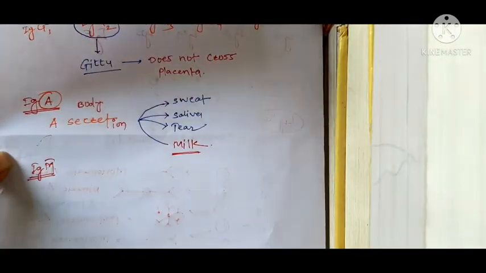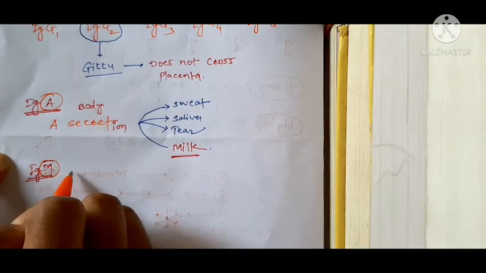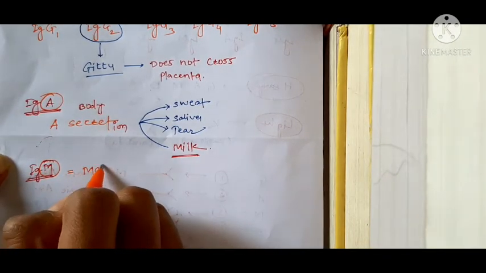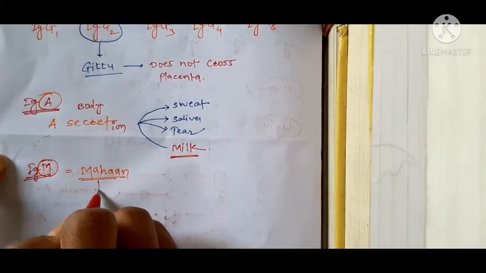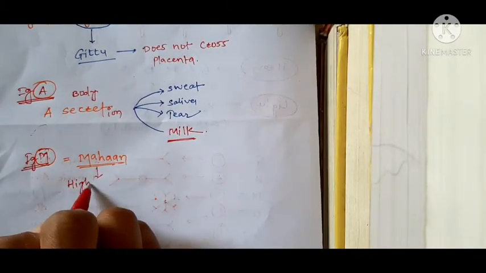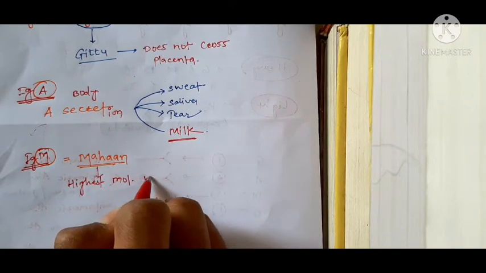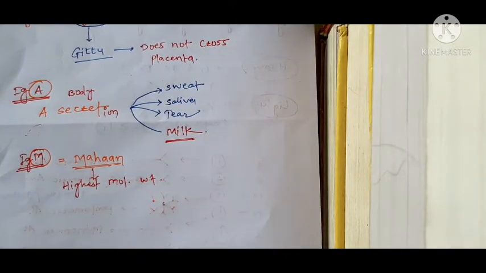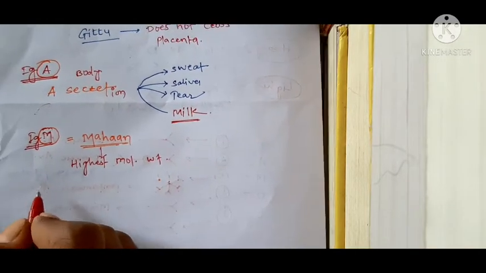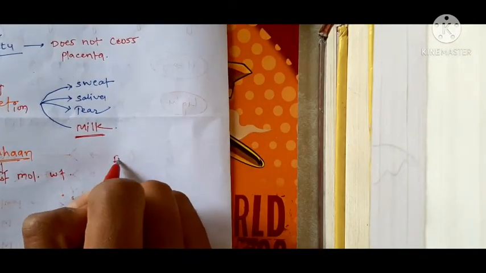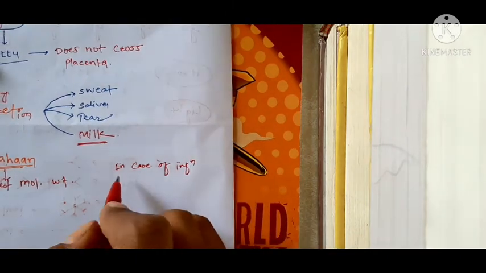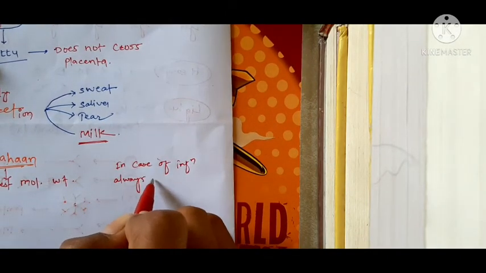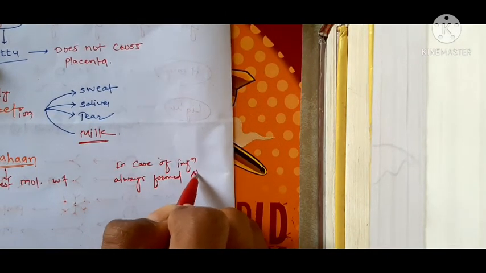In the case of immunoglobulin M, you may recall that M is for macro, meaning it has the highest molecular weight. Of course, it has a pentameric structure, so the molecular weight is increased. The most important point is that in case of infection, this antibody is always formed first.